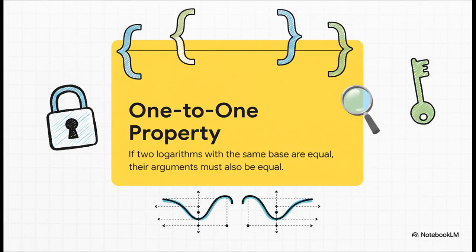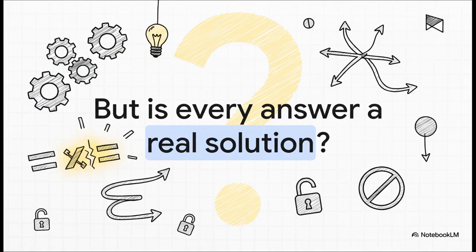And you guessed it, just like their exponential cousins, logarithms have their own one-to-one property. It's super intuitive. If you have a log with the same base on both sides of the equal sign, you can basically just drop the logs and set the stuff inside the arguments equal to each other. It's a perfect match. Okay, so this all seems pretty straightforward, right?